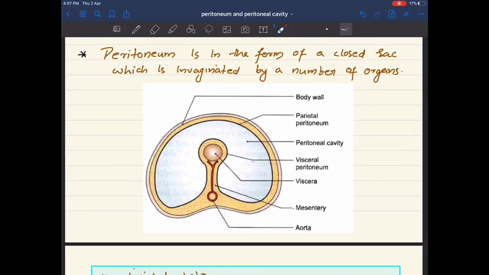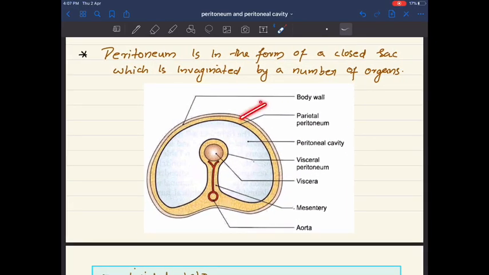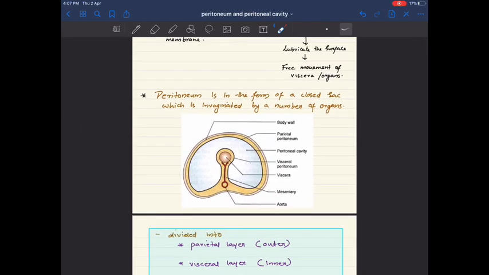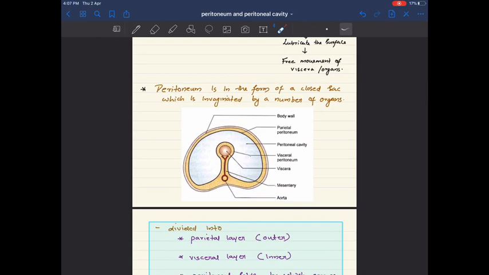Let's see this example. So this is abdominal wall, this is peritoneum, this is peritoneal cavity. Okay, this is our viscera or organ. Okay, so from this posterior abdominal wall, peritoneum is suspending stomach. So this is called peritoneal fold. This one is peritoneal fold. You are getting it right? Okay, then we say two layers. Okay, outer parietal layer and inner visceral layer.